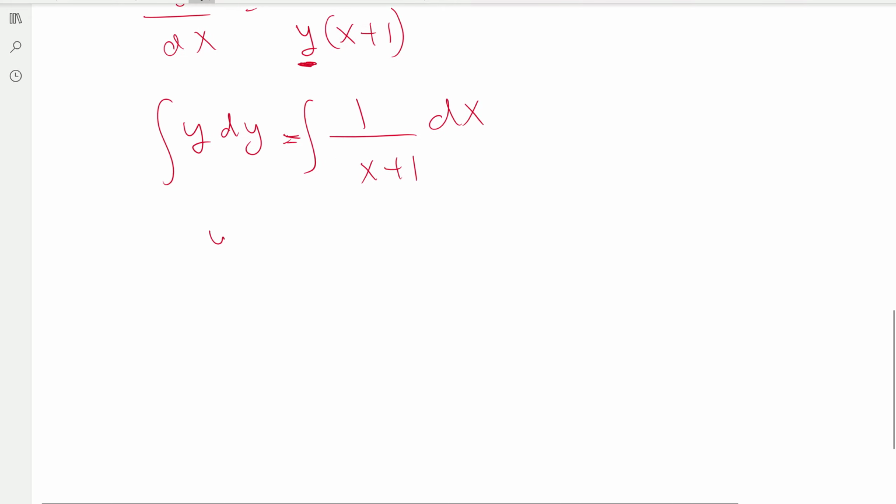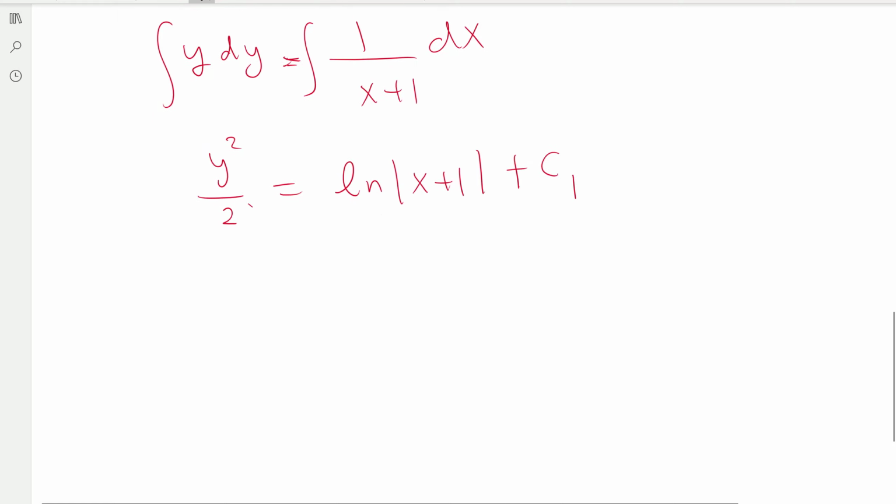If you integrate y, it's y square over 2. If you integrate 1 over x plus 1, it's natural log absolute value of x plus 1 plus constant of integration c1. Let's multiply the right hand side by 2. So it's 2 natural log absolute value x plus 1 plus 2 times c1.